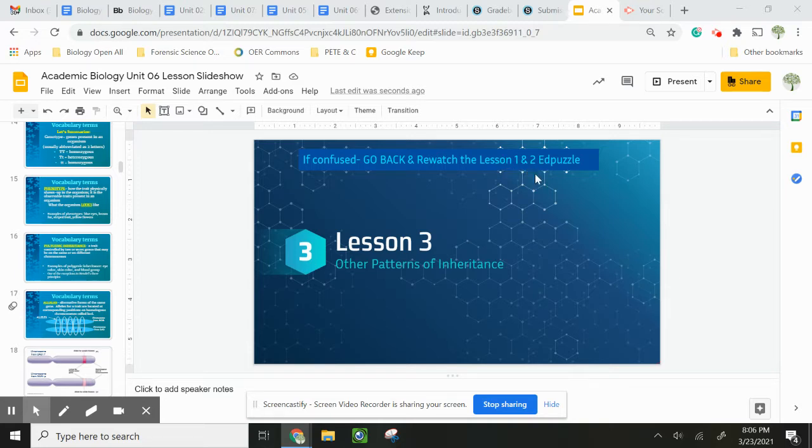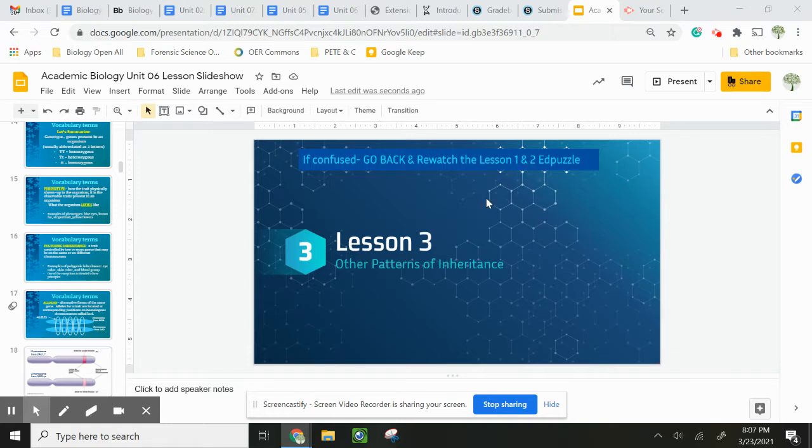I was looking at the Ed puzzles coming through, and it's like a 3 out of 5, a 2 out of 5. You got to go and do them again if you're still confused, because that's how we get good with genetics. We practice it. We practice Punnett squares. We practice with the vocab. And I need you to rewatch these Ed puzzles if you're still confused about anything.